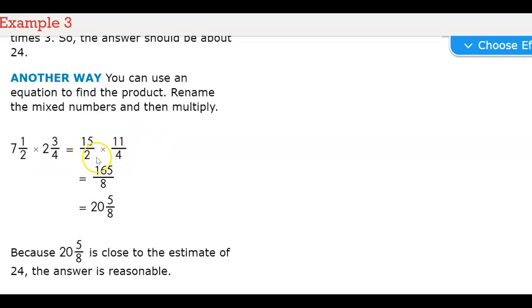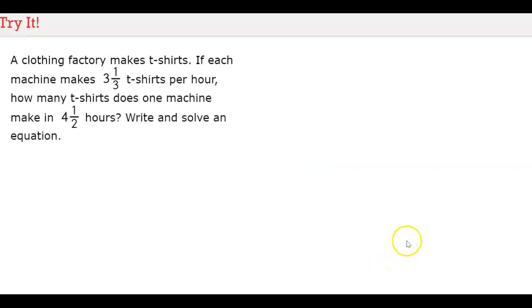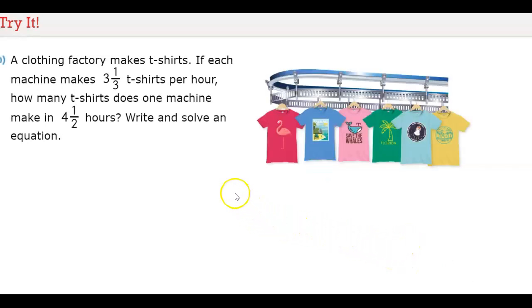15 times 11 is 165. And then 2 times 4 is 8. And then you have to divide that improper fraction, and it becomes 20 5/8. So because 20 5/8 is close to the estimate of 24, the answer is reasonable. Now let's look at the try it, and I will break this one down further.